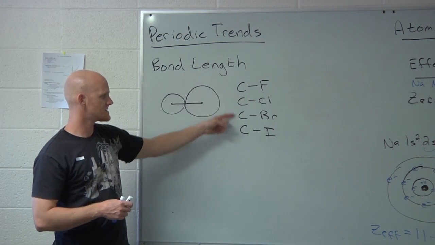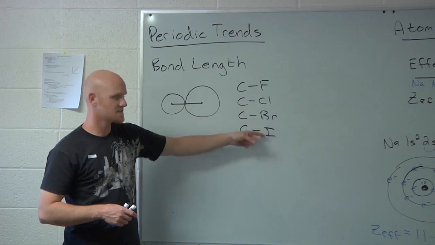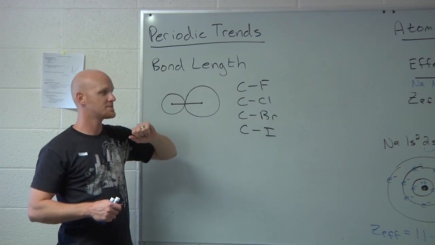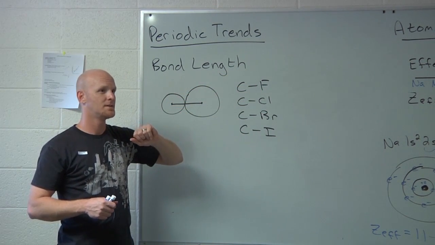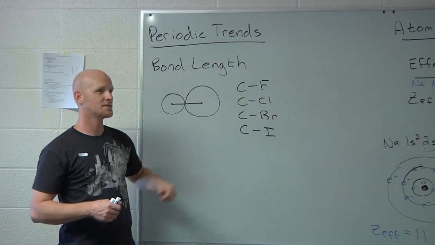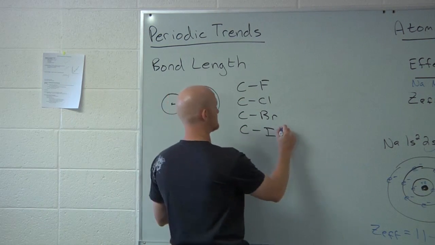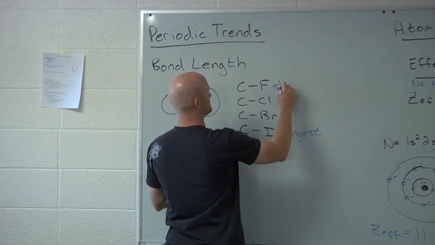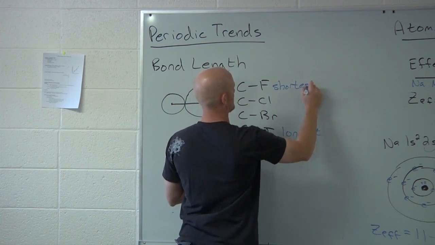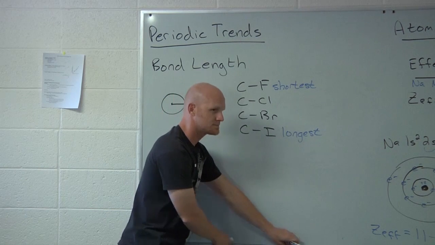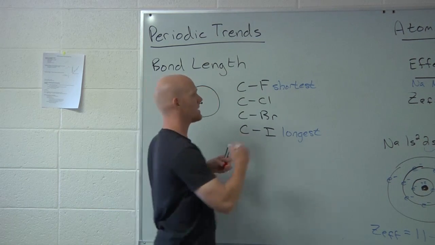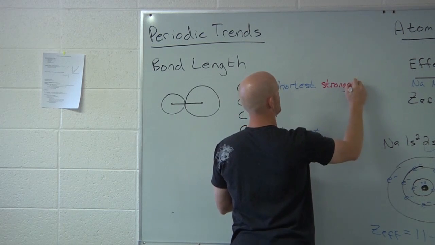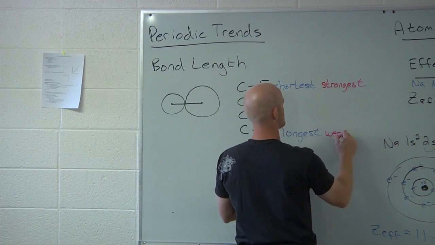And again, carbon's the same size every time. But notice the halogens, this is exactly how they look on the periodic table going from top to bottom. What happens to atomic radius from top to bottom? Gets bigger. So which one of these bonds is the longest? Awesome. Which one's the shortest? So which one's the strongest? Good. Shorter bond is harder to break. So this is the strongest. And this guy, the weakest.